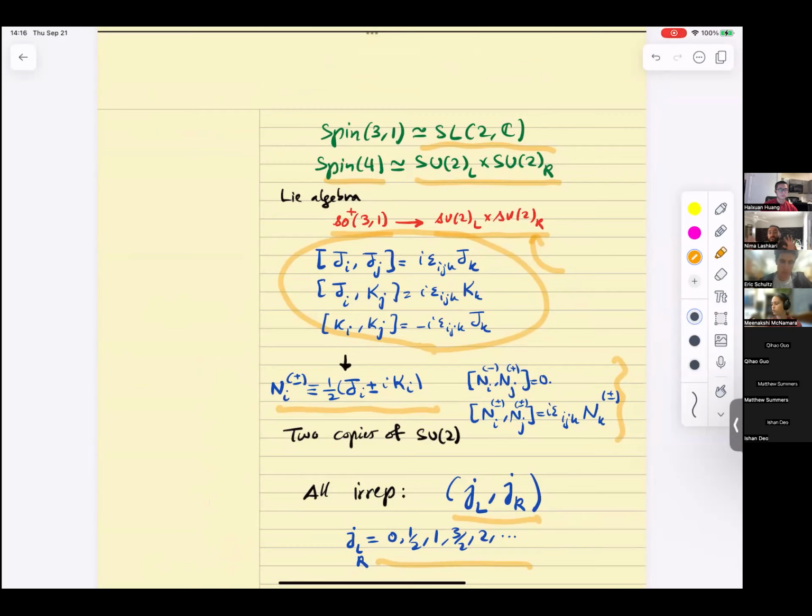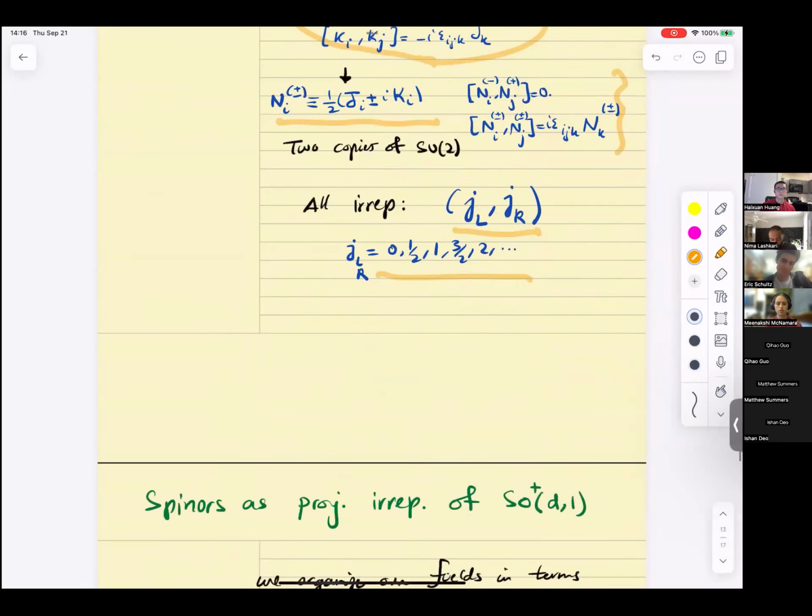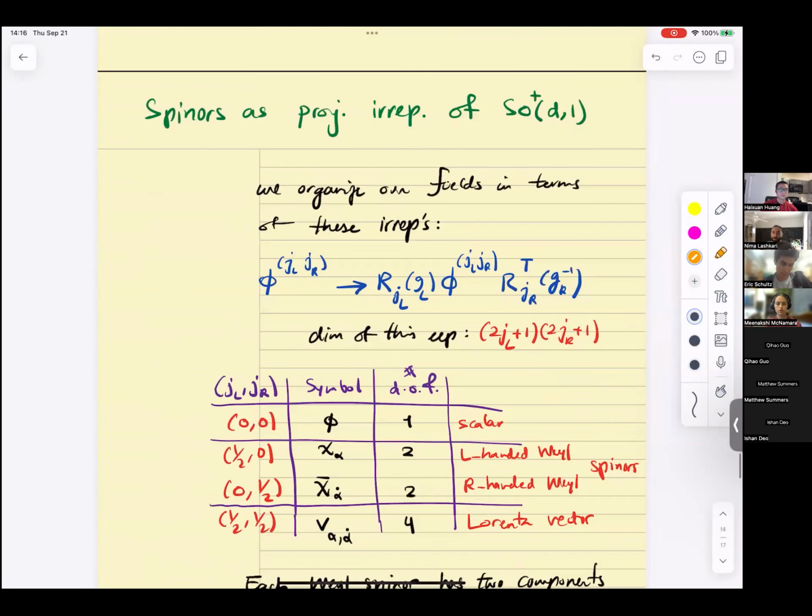So I repeat, these are all the particles I can ever have. Well, I haven't told you that these are particles, but these are basically all the particles. So now let's look at all the representations we constructed and enumerate them. It's easy to organize fields in terms of these irreps of SU(2)s. So I'm just going to get these labels of j left, j right in terms of the irreps.